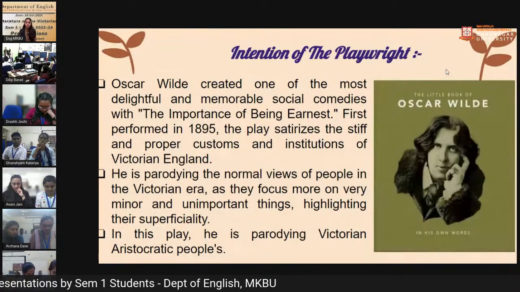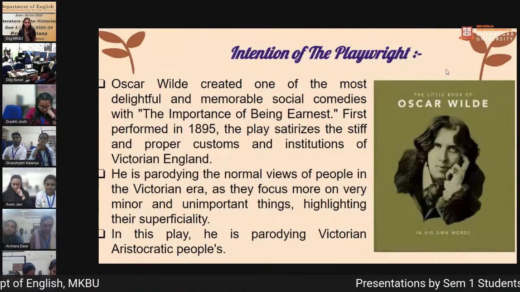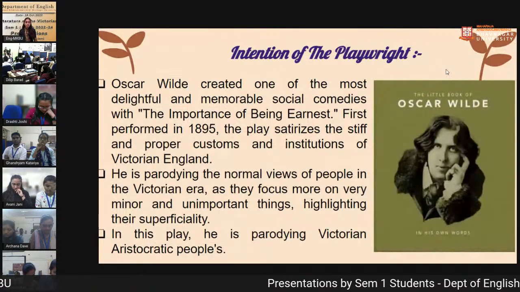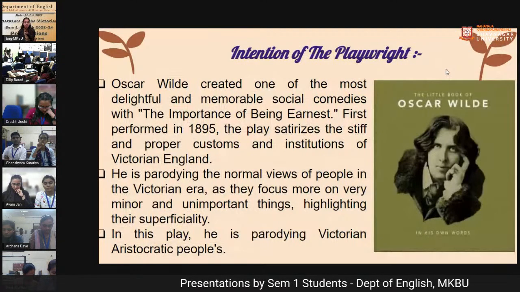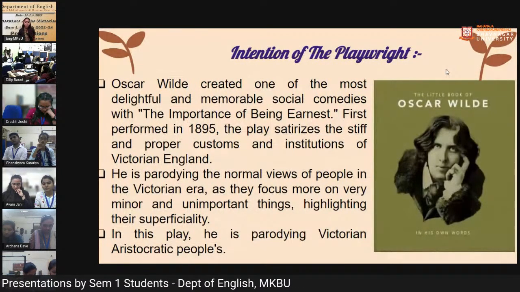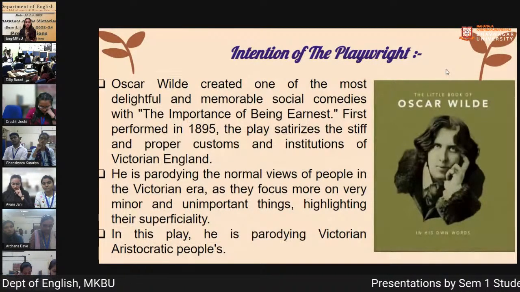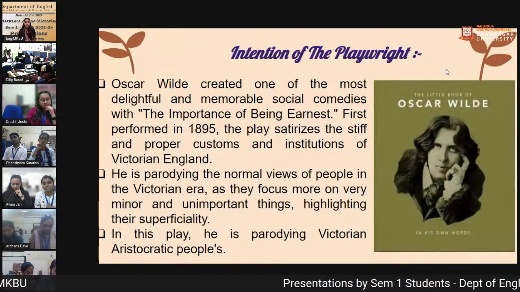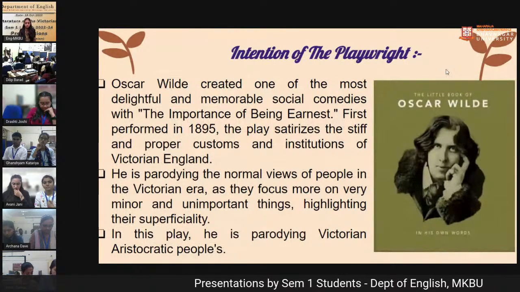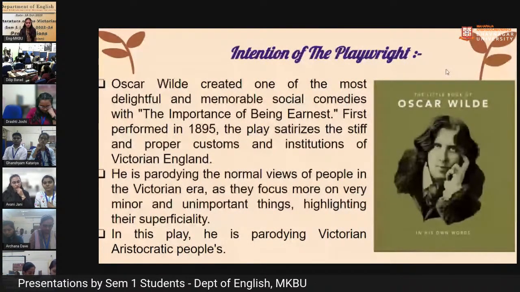In this play, the protagonists are Gwendolyn and Cecily. They both love the man whose name is Ernest, not the qualities and love of that man. They are satisfied only with the name Ernest.